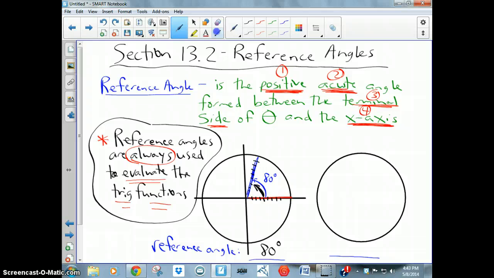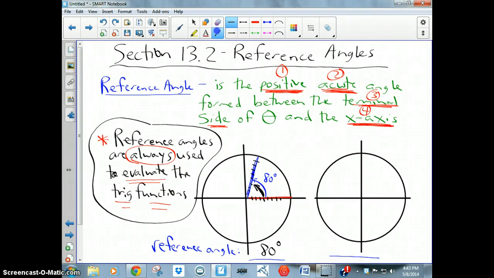Now, you may say, why is that any different? Well, let's do this example. Draw another circle, and there's my y-axis, there's my x-axis. Okay, and now my initial side is right there. We're going to draw a 130 degree angle. 130 degrees would be about right there. This big angle right there is 130 degrees.